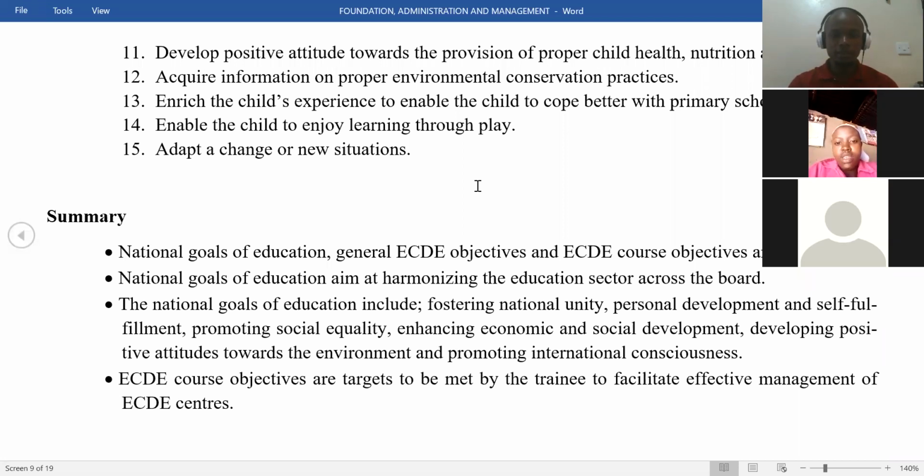Kindly read 14. Enable the child to enjoy learning through play. Yes, every E.C.D.E teacher knows that play is part of the life of children. Number 15, lastly, and then we go for break. We come back for the last session. Number 15. Adapt to change or new situations. Yes, so you should be able to adapt to change. You should not be resistant to change.